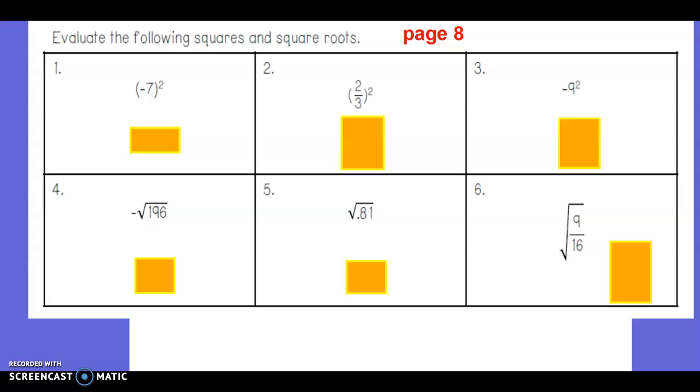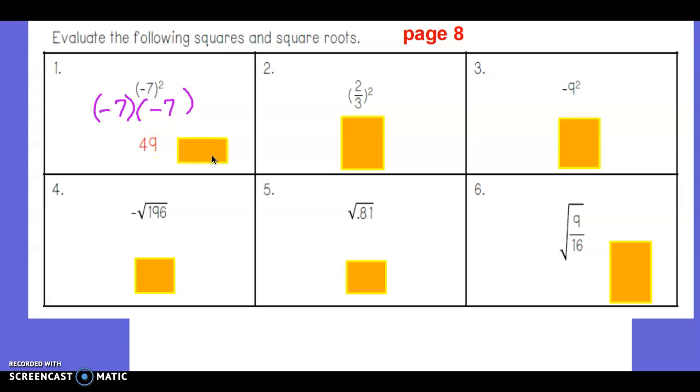All right, problem number 1, you want to be careful. The negative sign is in the parentheses. And so what you want to make sure that you're doing on this one is taking -7 times -7. The negative times the negative is a positive, and so the answer to problem number 1 that you should have gotten is 49.